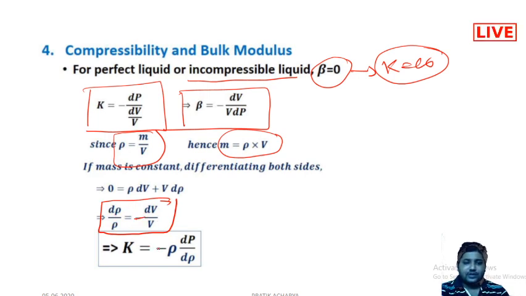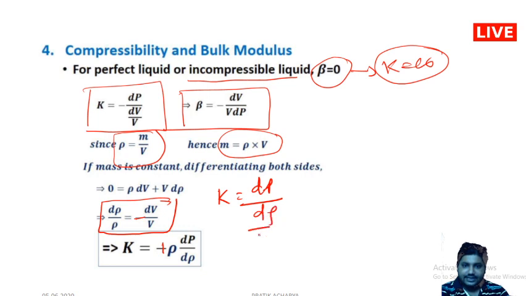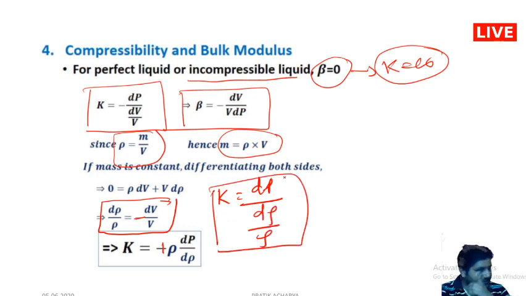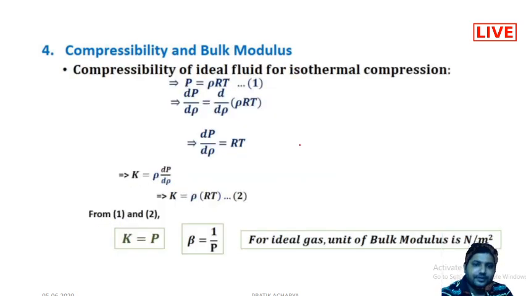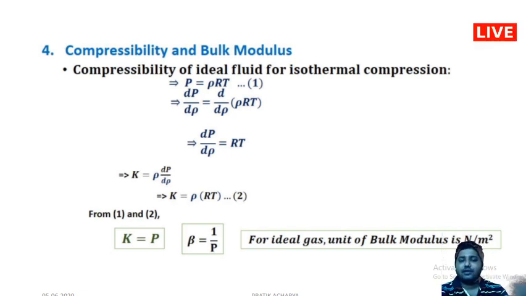So the bulk modulus can also be defined, this is positive, so the bulk modulus will be equal to dP by d rho by rho. This is also the bulk modulus. Okay, so what is the physical significance of the bulk modulus? If the bulk modulus is very high, the fluid is very low compressible. If the bulk modulus is very low, the fluid will be more compressible.